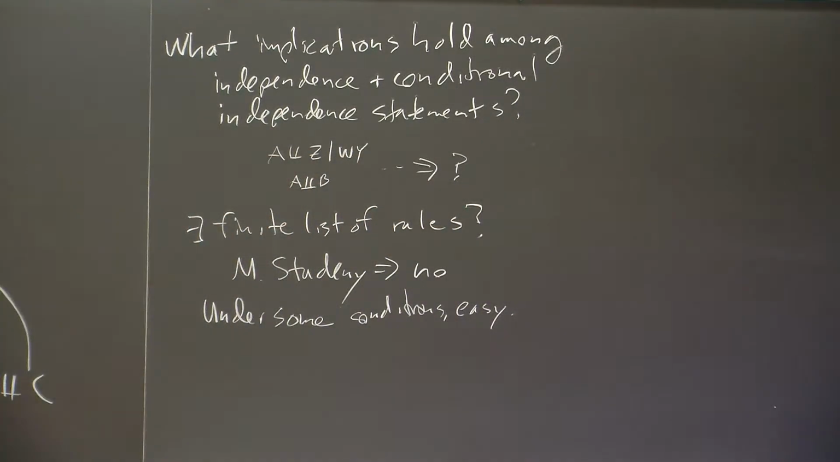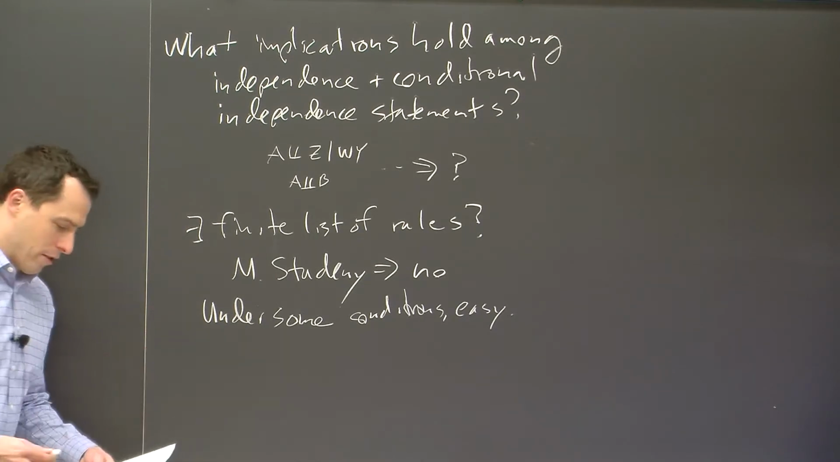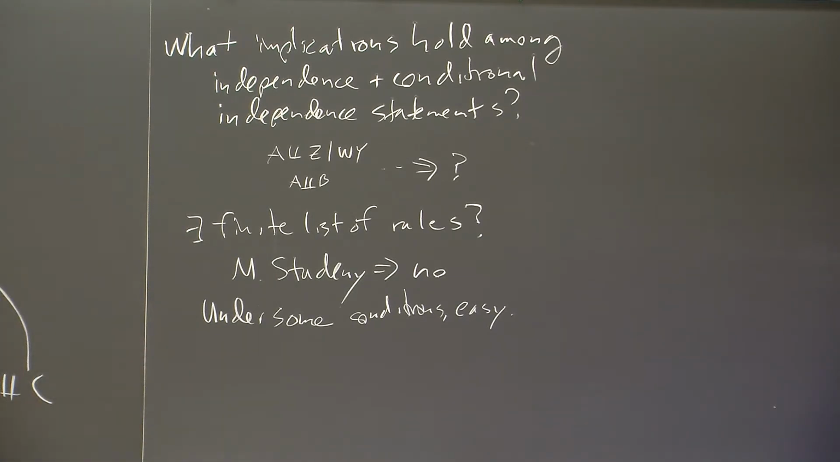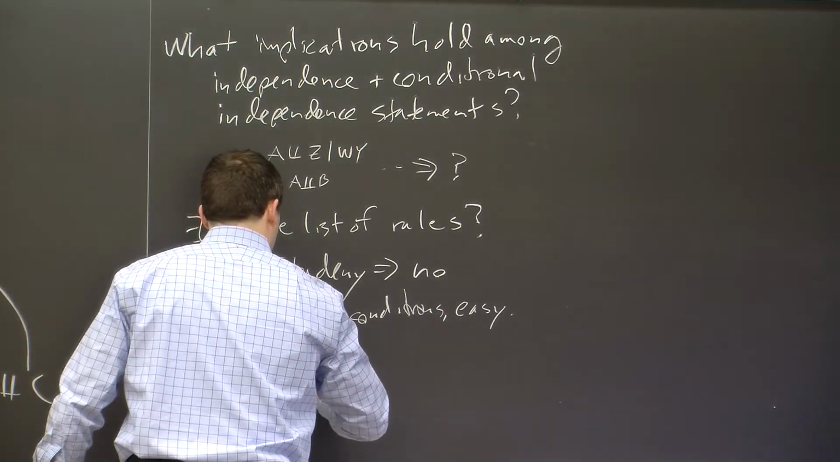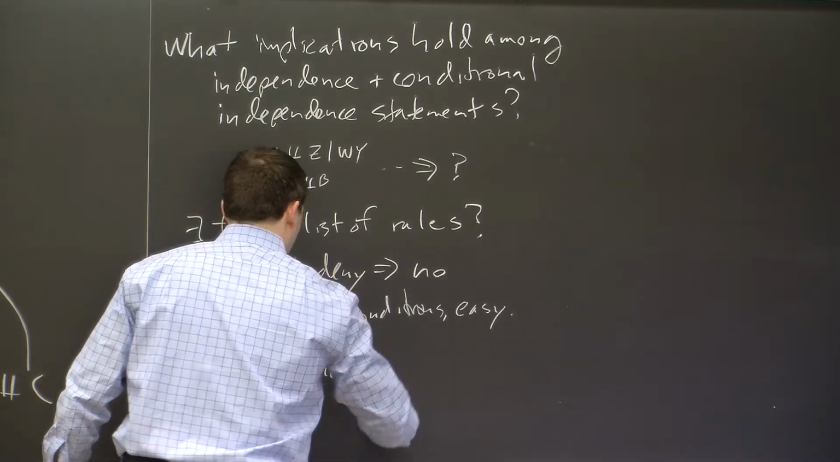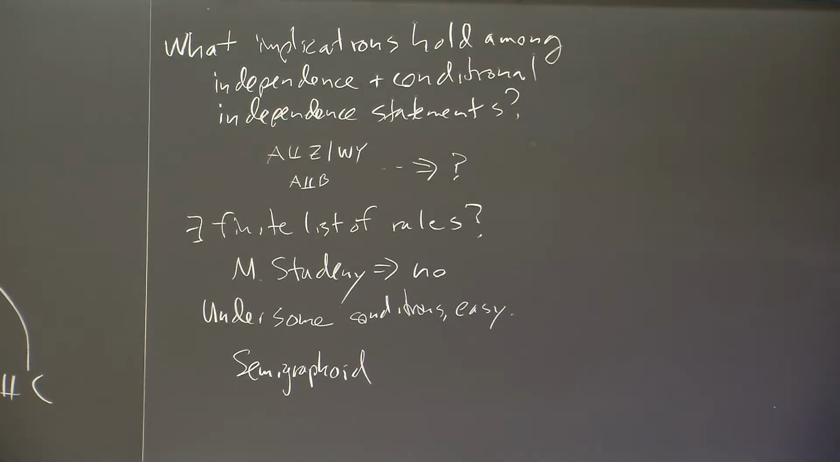You can deduce all the... so in cases where the model has a certain structure, like it comes from a graph, and we assume that all the probabilities are strictly positive, for example. Under those conditions, these implications are easier to deal with. But in general, there's no finite list. I should say that the proposed finite list was something called a semi-graphoid. And we'll talk a little bit about graphoids and things like that, just as needed. So the semi-graphoid axioms almost do it, but don't quite do it.